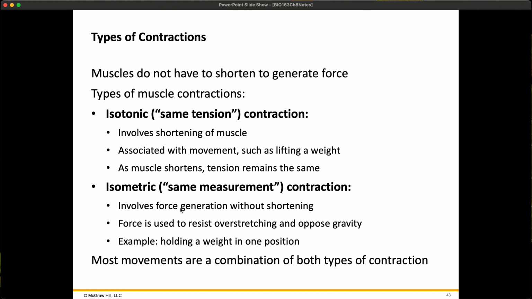Isometric is generating force without shortening. So holding a weight in one position, resisting overstretching, opposing gravity, just standing in place. That is an isometric contraction. Many movements combine both types. Many movements are going to be both isotonic and isometric.